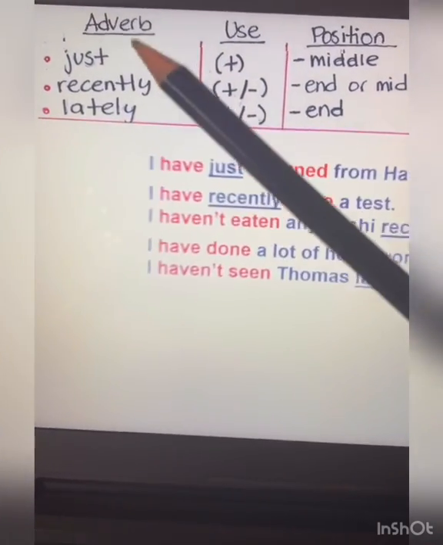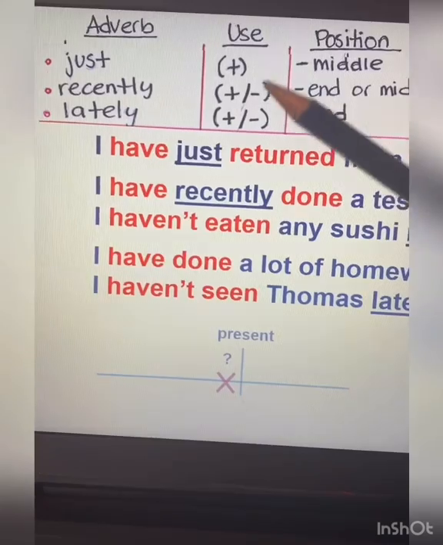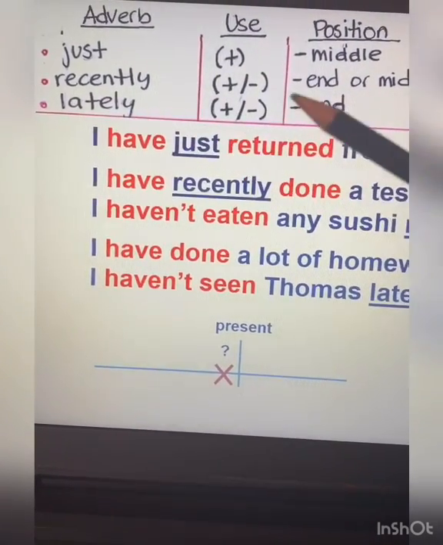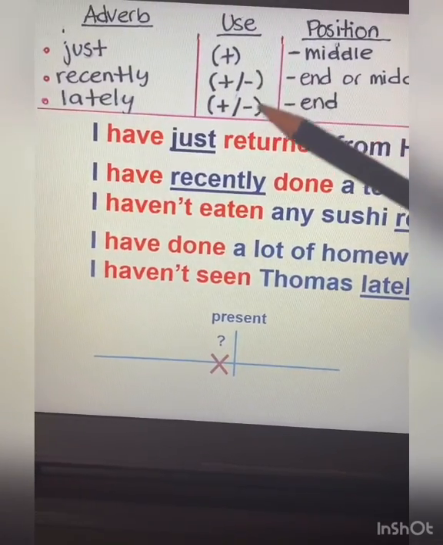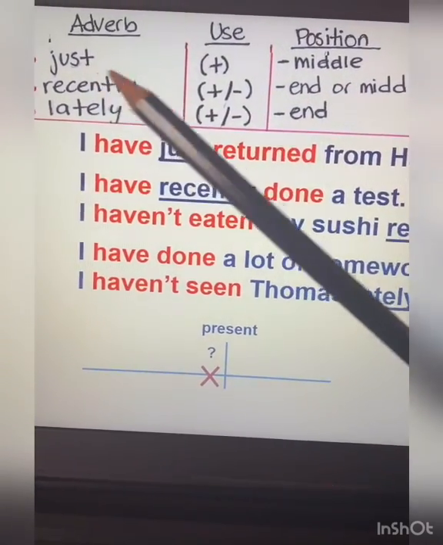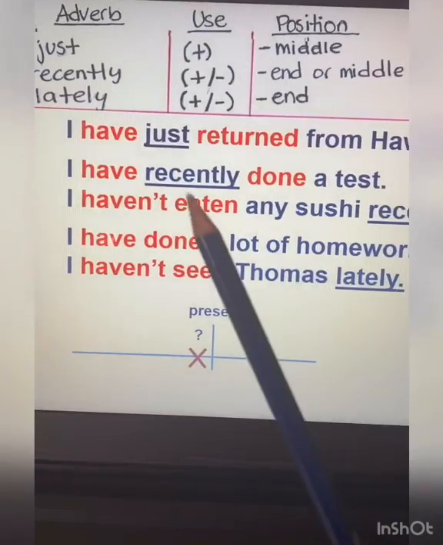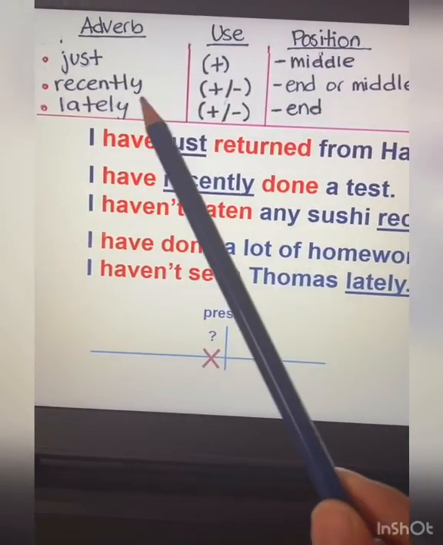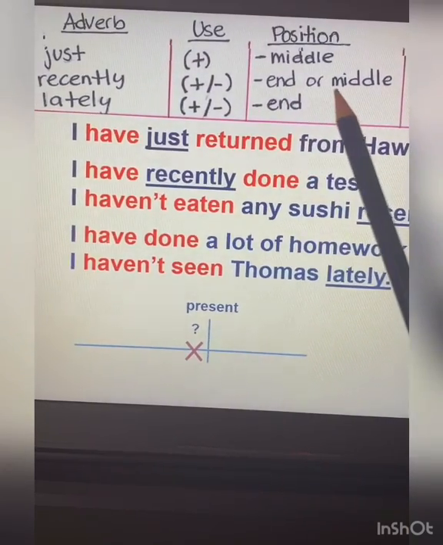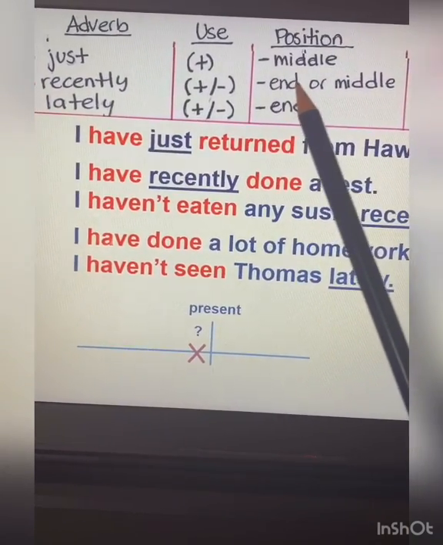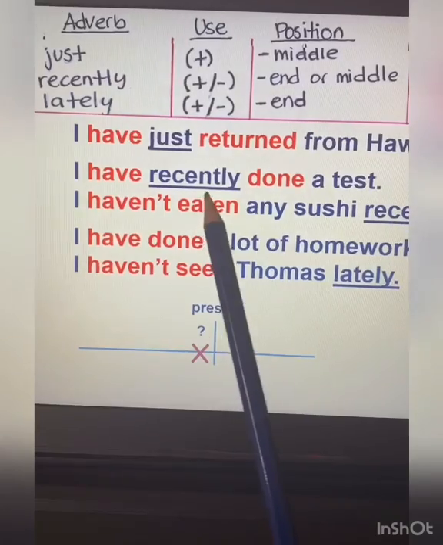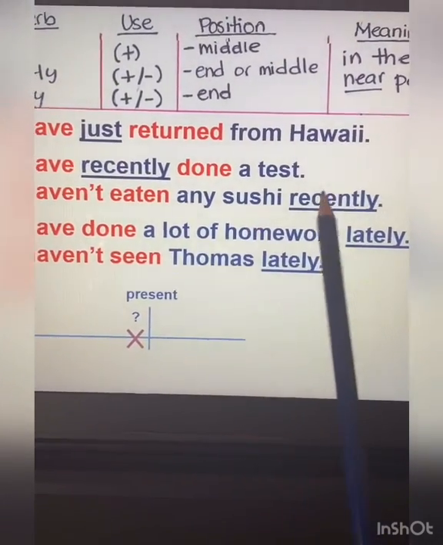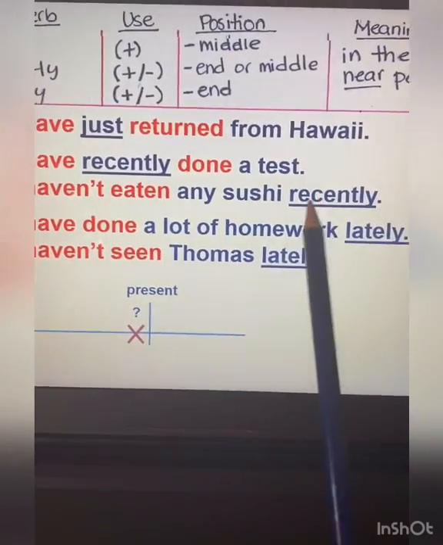Now, just, recently, and lately, we're going to use them for affirmative statements, and recently and lately we can also use for negative statements. Now, just is going to go in the middle. Take a look at this. I have just returned. Recently can go in the middle, or it can also go at the end of the sentence. I have recently done a test, or I haven't eaten sushi recently, in the middle or at the end.